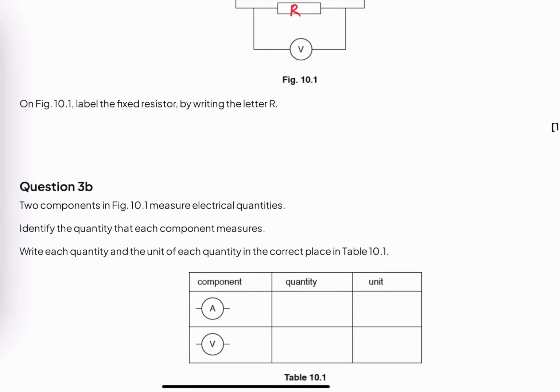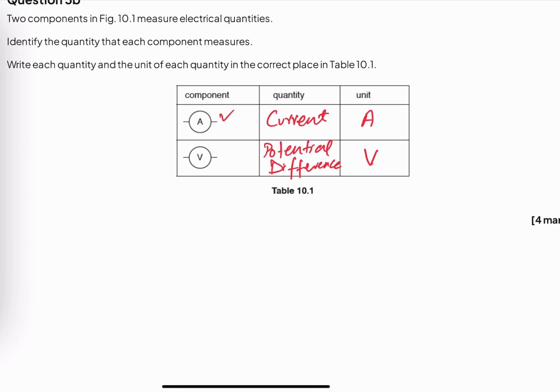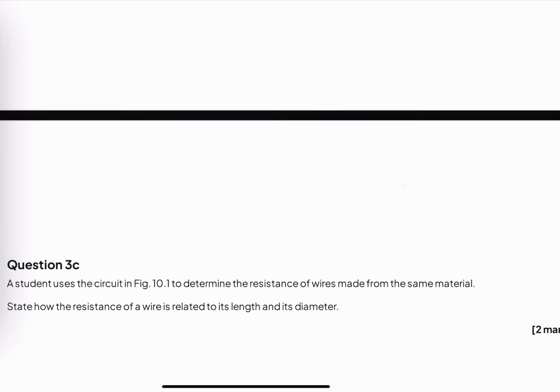In the B part, two components in figure 10.1 measure electrical quantities. You have to identify both the components. So M, this symbol is for the current, ammeter. Ammeter means the current. Its unit is A, ampere. V means the potential difference. Potential difference, that is voltage. Symbol is V, and the unit is volts. Okay, so let's move toward the next part of this question.